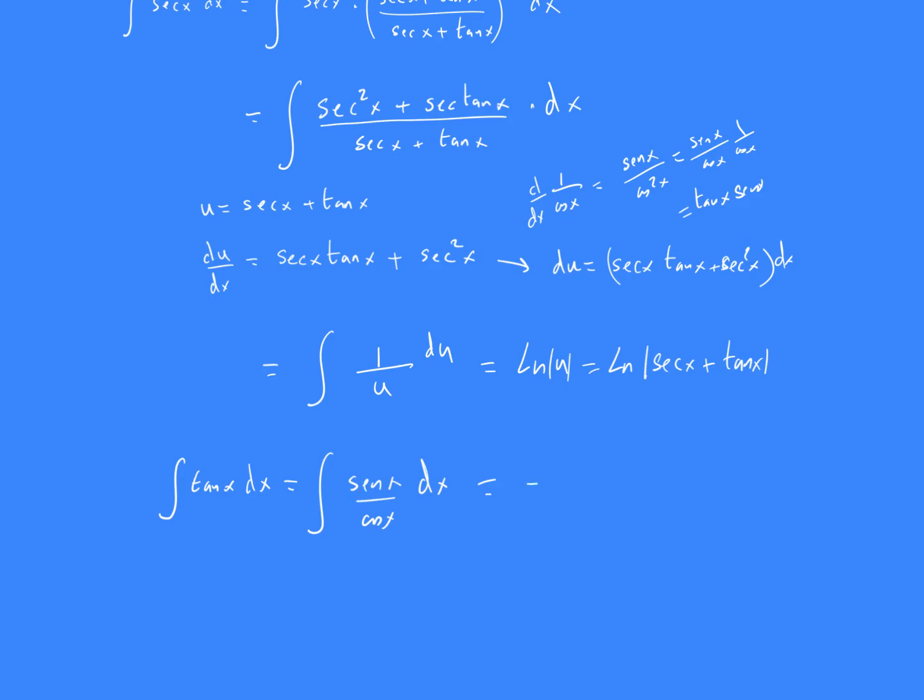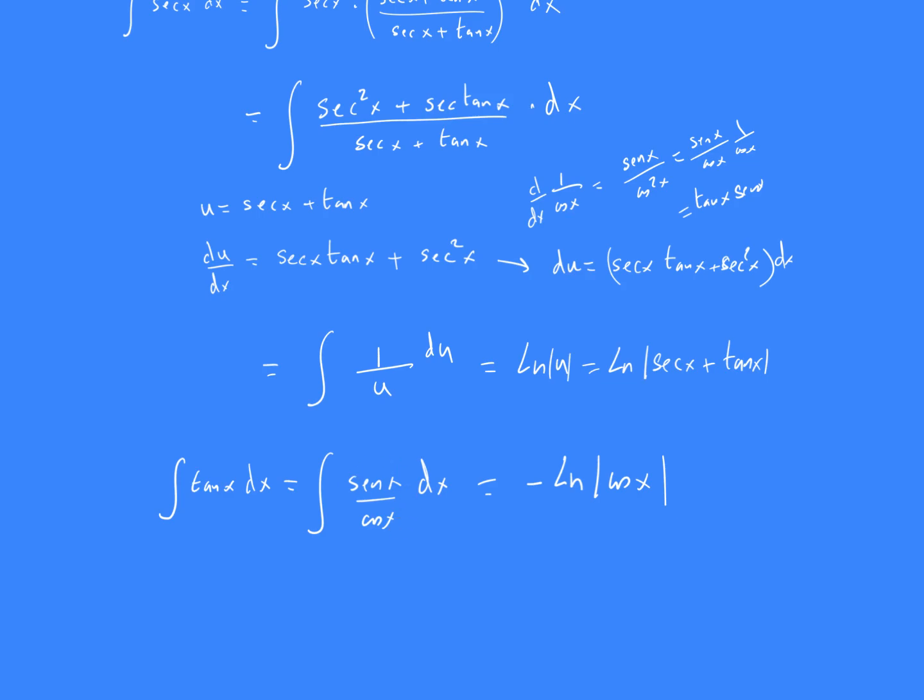So this should be minus the natural log of cosine of x, because the derivative of the natural log of cosine of x will be 1 divided by the function, 1 divided by cosine of x, times the derivative of cosine of x, that will be minus sine of x. With this minus will be the integral.